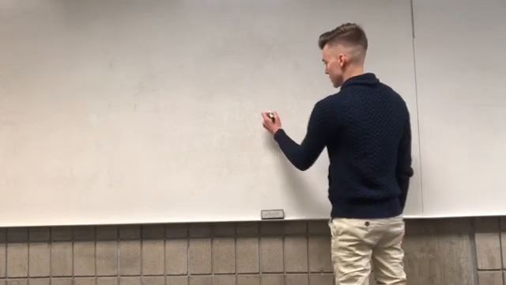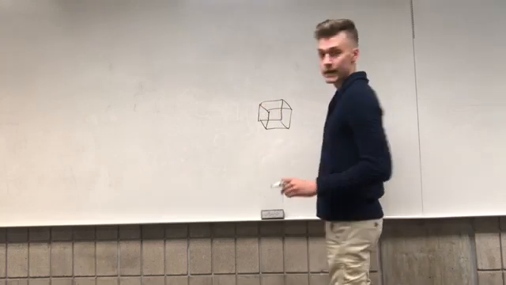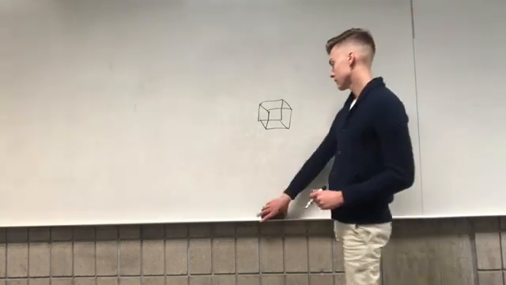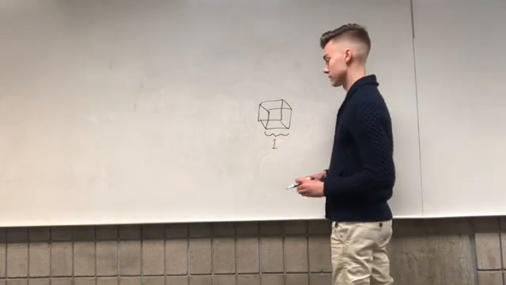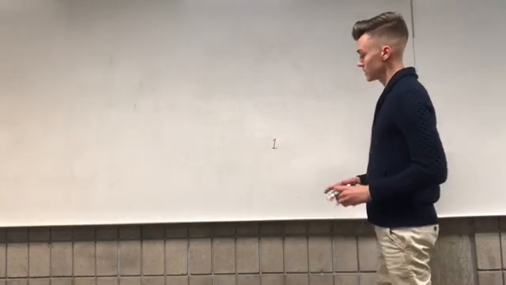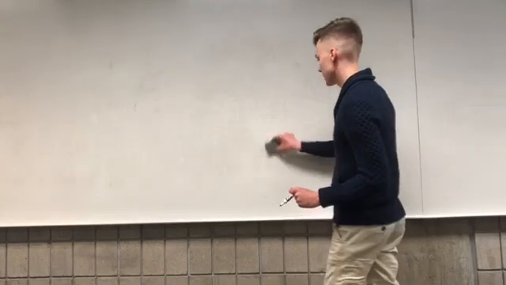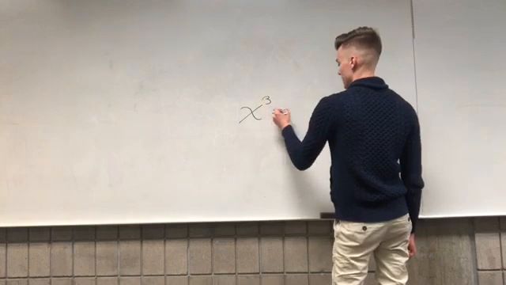Now consider the problem where we have a cube of side length 1. Of course, we know that this cube has volume 1. Of course, by definition, the side length 1 is constructible. And so a question we could ask ourselves is, can we construct the side length of a cube whose volume is 2? In other words, can we construct x such that x cubed equals 2?